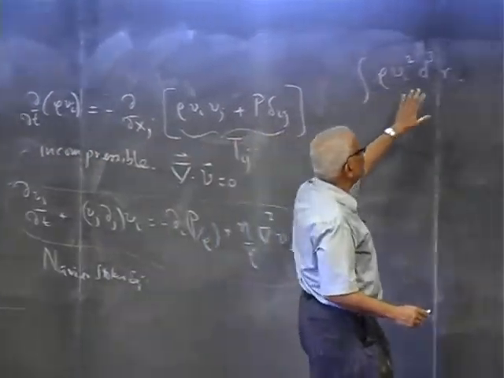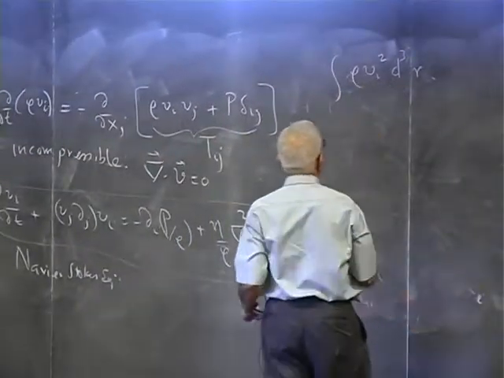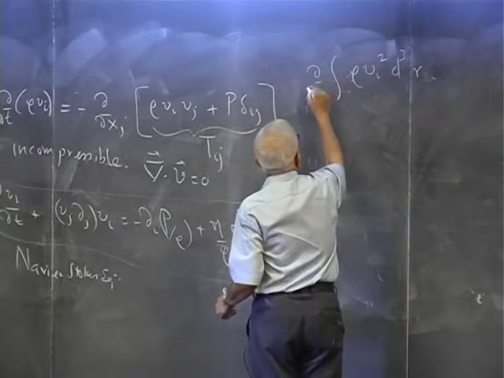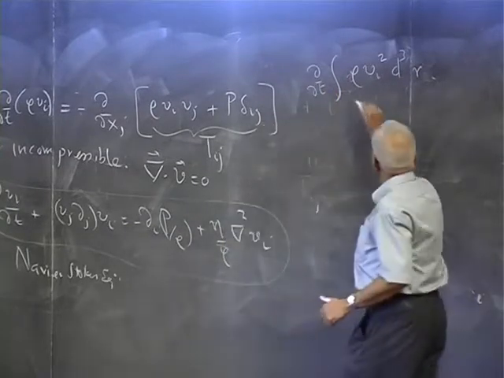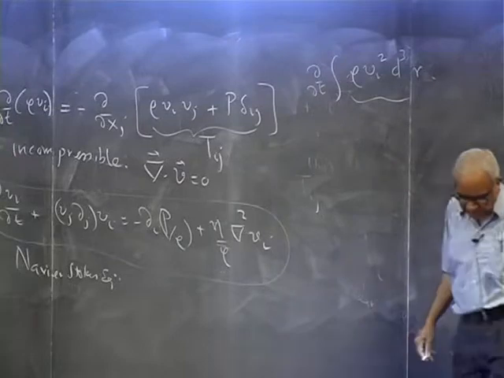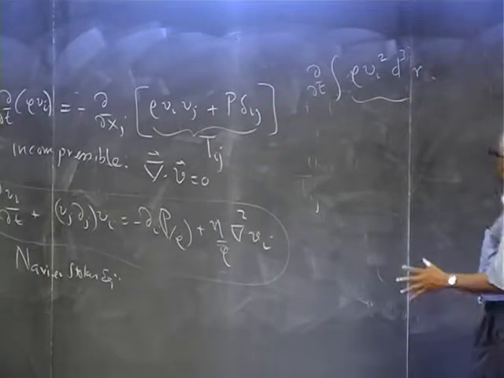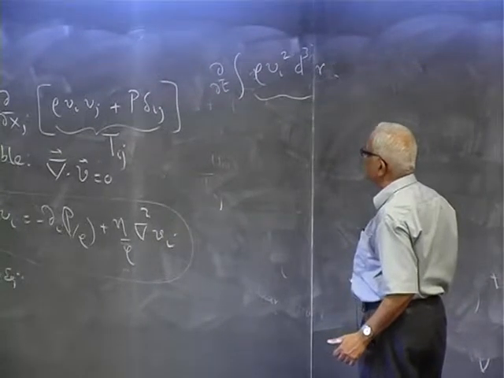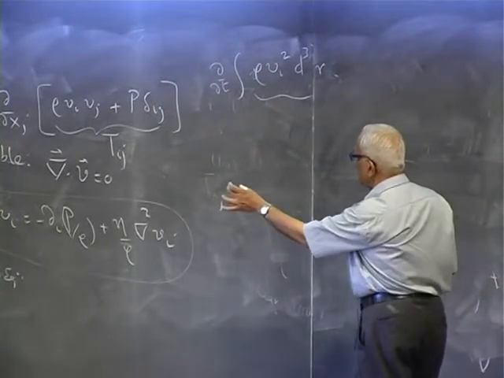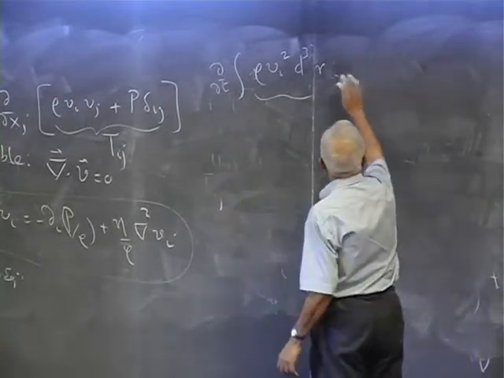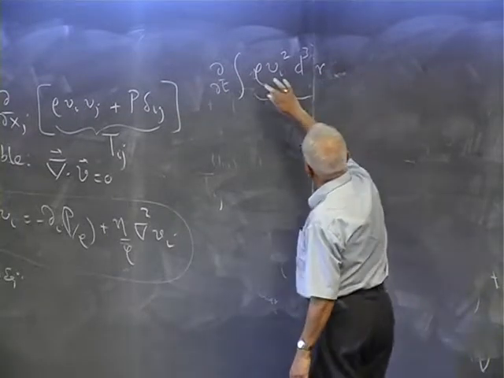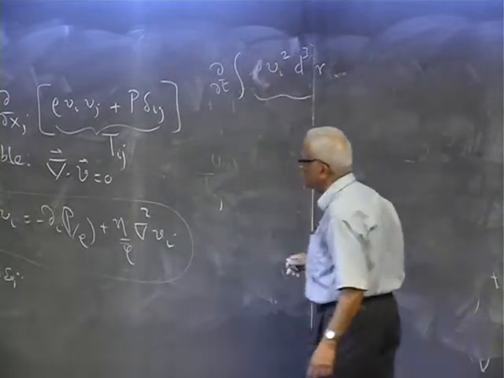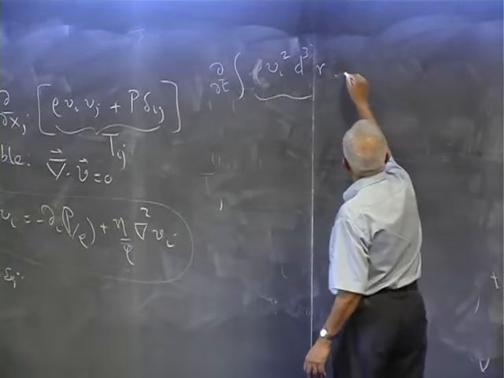So I want to look at this total energy and the ∂/∂t of this quantity over here. So here is the total kinetic energy of this fluid in a volume V, and you want to look at what its ∂/∂t is. I'm not going to write this rho actually, I'm just going to set it equal to 1, just a lot of writing for nothing.